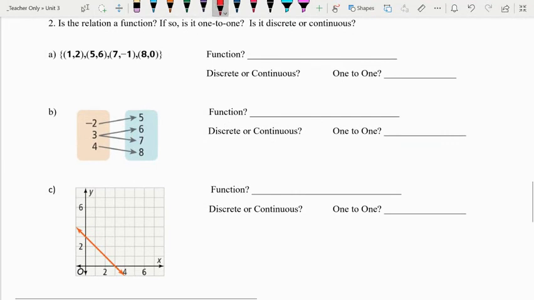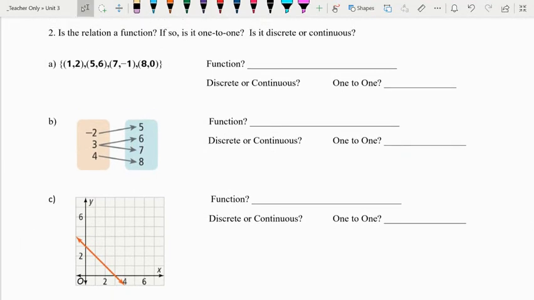The next part just talks about, is the relation a function? If it is, is it 1-to-1? Again, it has to be a function in order to be 1-to-1. And then is it discrete or continuous? So on this one, remember, in order to be a function, the x's cannot repeat. So if we look at these, 1, 5, 7, 8, no x's are repeating, so yes, it is a function. This would be discrete because it is just a set of points. And it is 1-to-1 because in order to be 1-to-1, y's cannot repeat. And we have 2, 6, -1, 0, no repeats, which means it's 1-to-1.